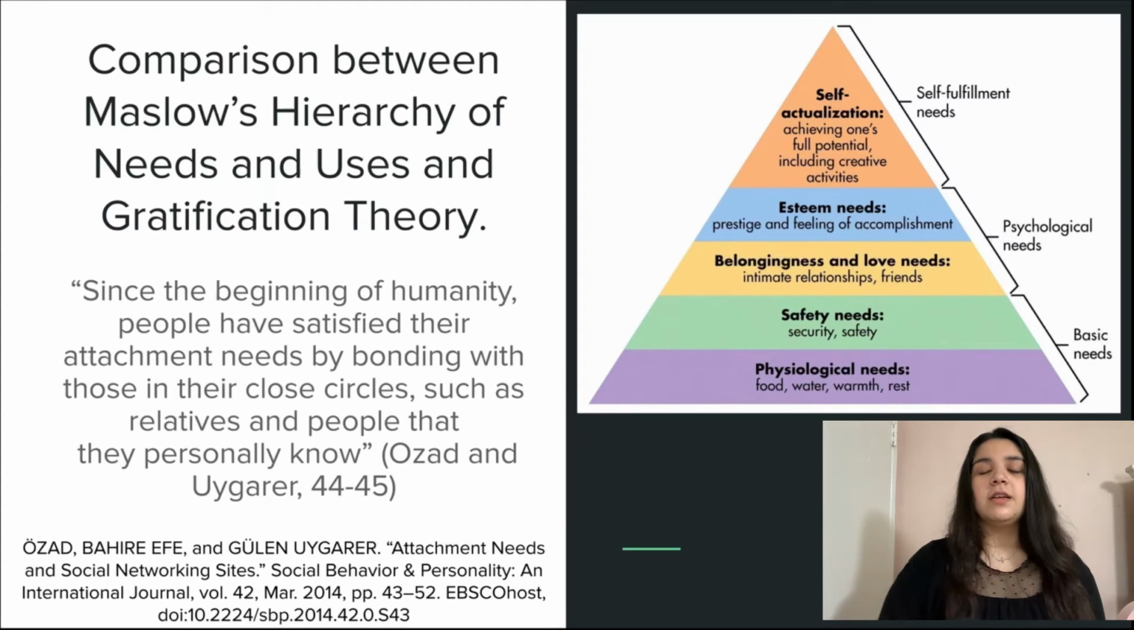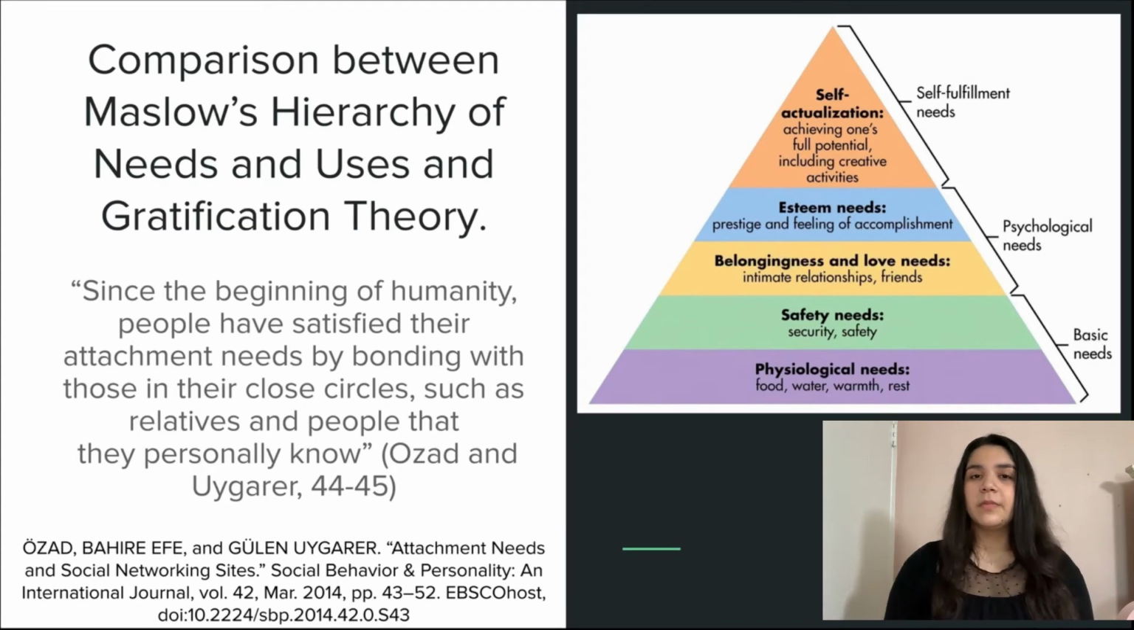And a quote from this article was, "Since the beginning of humanity, people satisfied their attachment needs by bonding those in their close circles, such as relatives and people that they personally know," which was on page 44 and 45. This quote stood out to me because uses and gratifications based on media, one may use that to keep their close circles with social media specifically and stay in contact with their relatives or people they personally know.